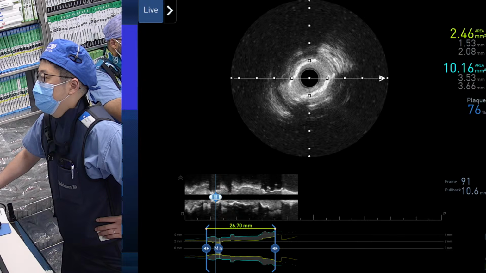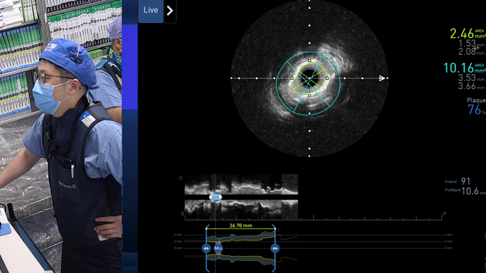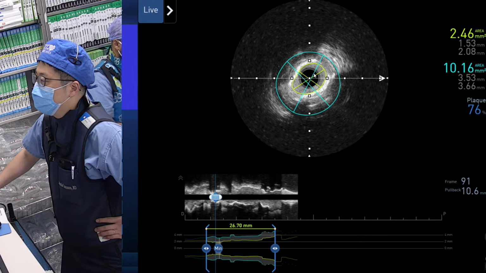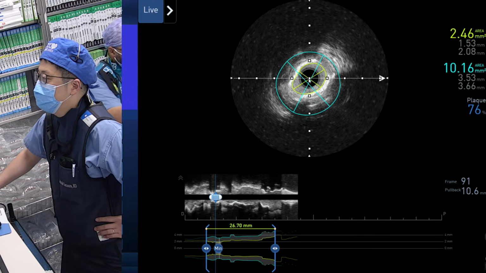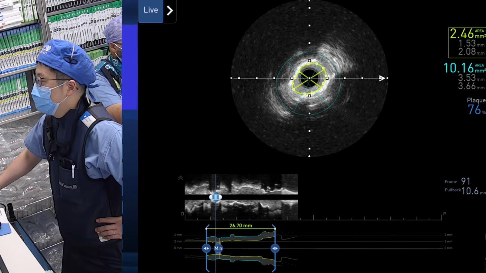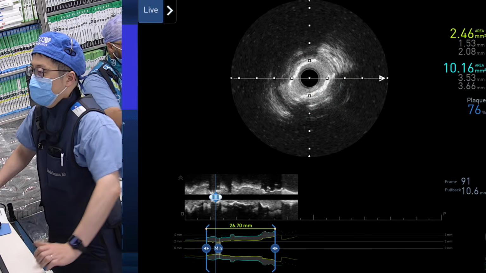Here, the AI said 1.5 is the minimum MLD, from here to here. So MLD is already 1.5. Yep. Okay. Correct.